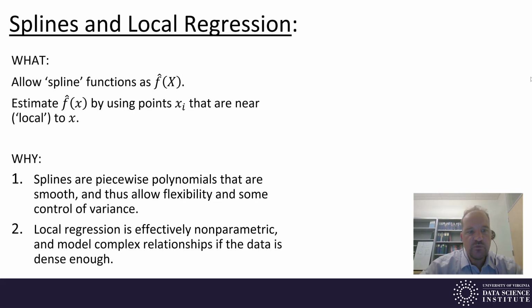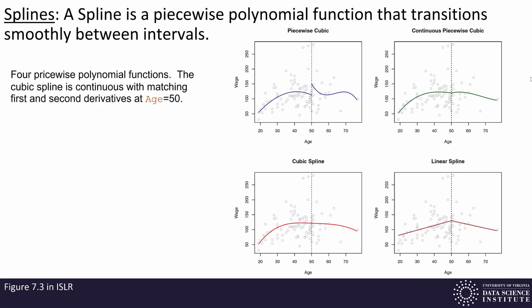Why would we do these things? Splines are piecewise polynomials that we'll see have some nice characteristics that make them smooth, and thus they allow flexibility while we can still control the variance. And local regression is effectively non-parametric. So there's a lot of flexibility in local regression, so we can model complex relationships if the data is dense enough, and that can be a big if.